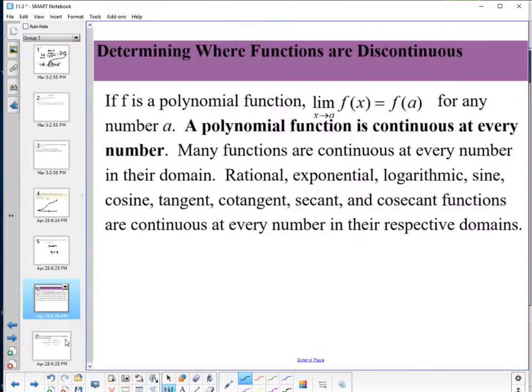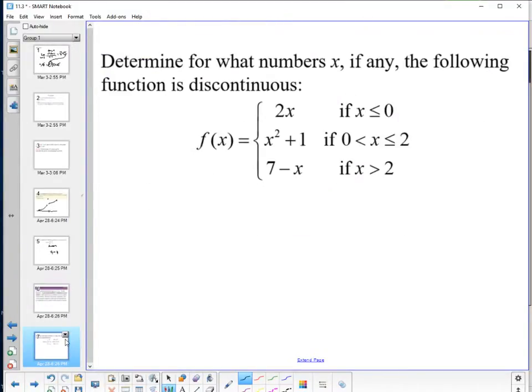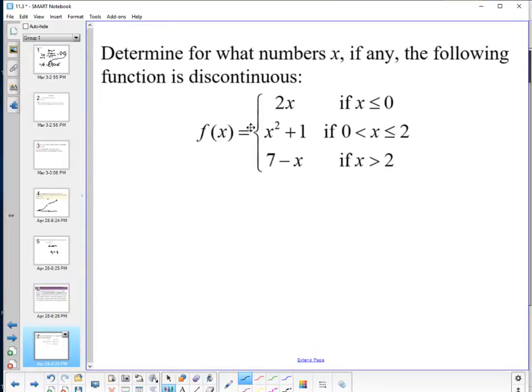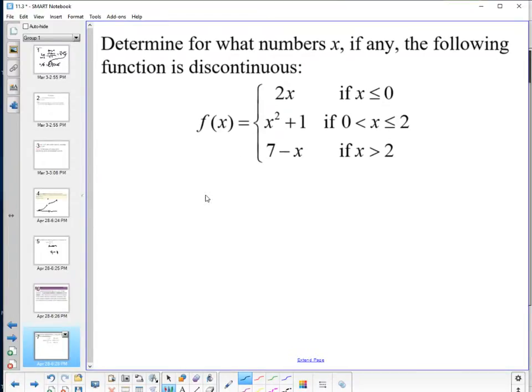So let's take a look at some stuff now. Y'all ready? So determine for what numbers x, if any, the following functions are discontinuous. So we have what's called a piecewise function. Okay, and I want to see if there's any discontinuity in here. Let you guys chat about that for a little bit.